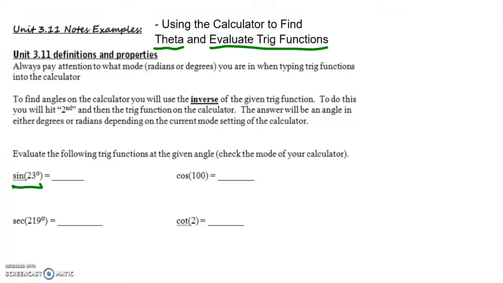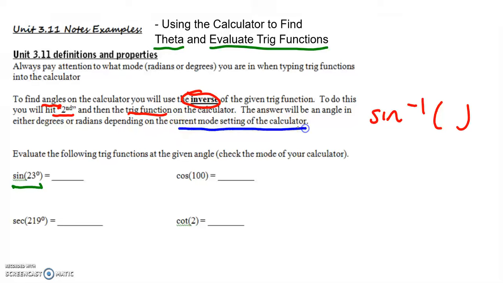Before that though, just a couple reminders with your calculator. In order to find angles on the calculator, you're really finding the inverse. To do this, you hit second and then the trig function: second sine, second cosine, second tangent, and then you will get this symbolism in your calculator. What's even more important than how to press that is looking at the mode of your calculator before you start. Notice that's in the directions twice for a reason.